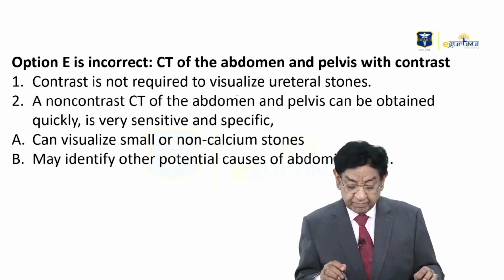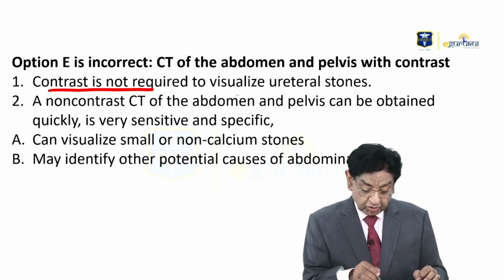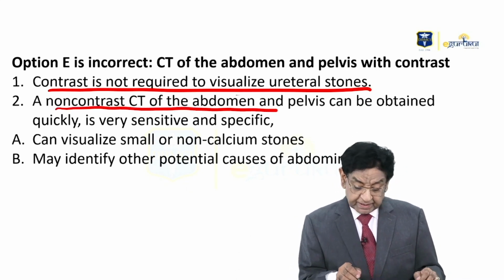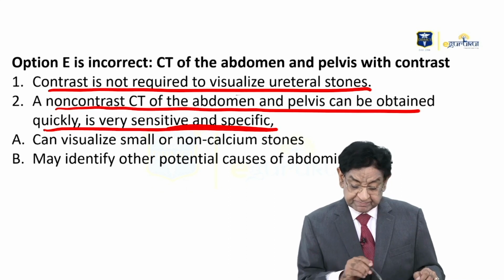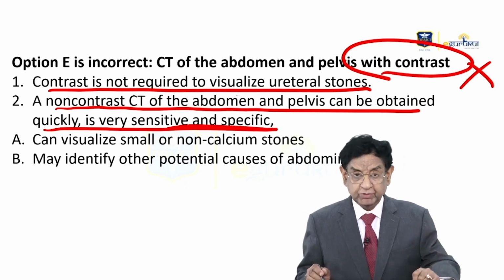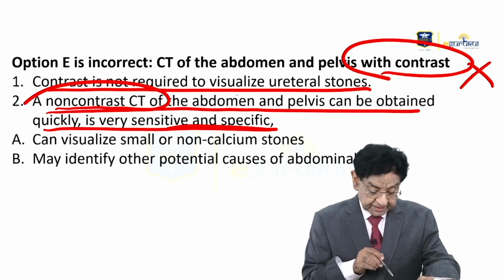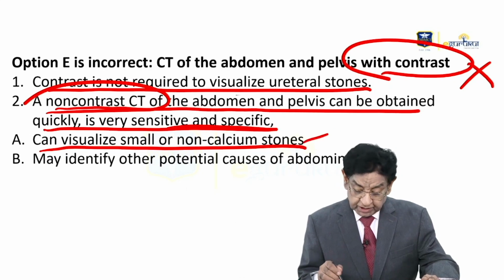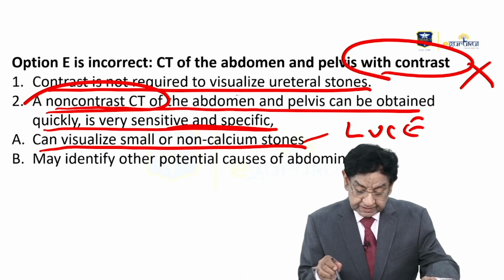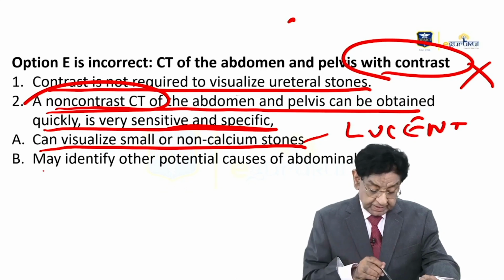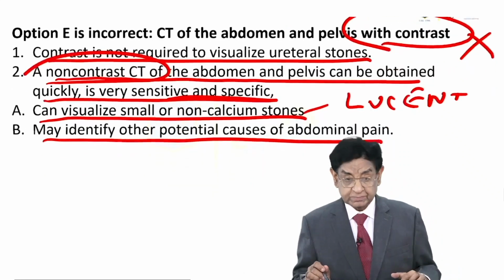CT of the abdomen or pelvis with contrast. Contrast is not required to visualize ureteral stone. A non-contrast CT of the abdomen and pelvis can be obtained quickly. It's very sensitive and specific. But in our question, they are talking about contrast. We don't use contrast at all. So this option is already ruled out. So we are talking about non-contrast CT scan. It can even visualize small or non-calcium stones also, those stones which are radiolucent. Radiolucent stones can also be seen in this. It may identify other potential causes of abdominal pain also.